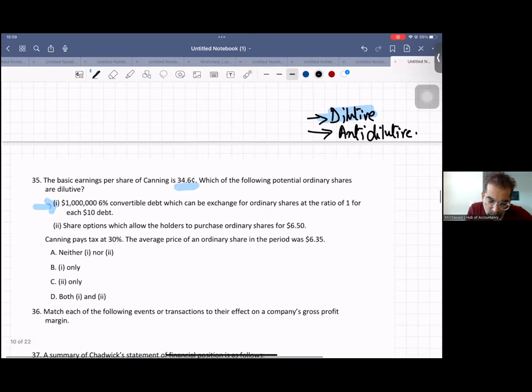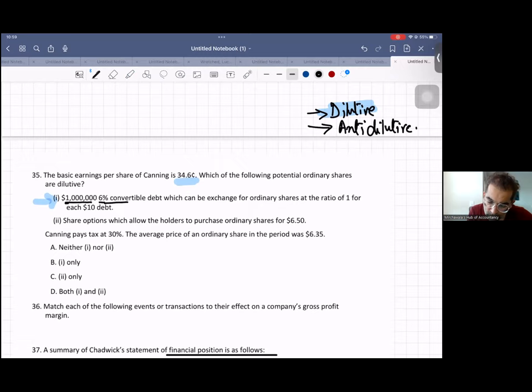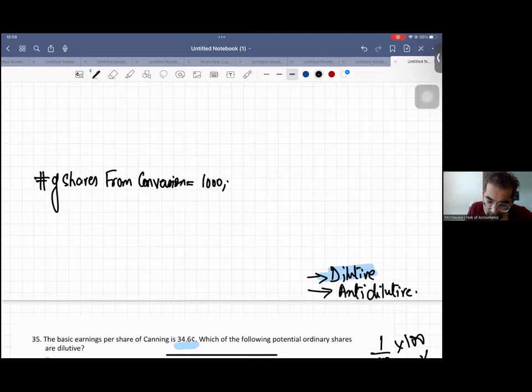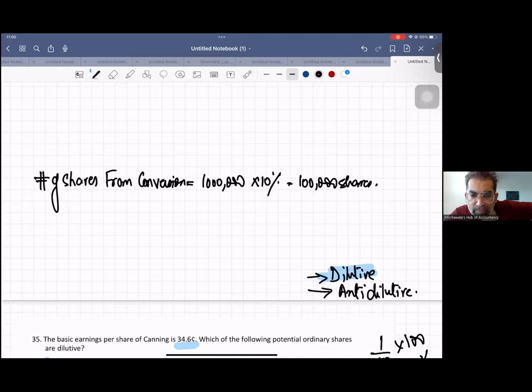Listen. This is 1 million loan notes at 6%, which is the interest rate. The ratio is one share can be exchanged for $10 of debt. For every $10 of loan note, one share will be given. 1 is how much percent of 10? It's 10%. So conversion terms are 10%. The loan note is 1 million, multiplied by 10%, gives 100,000 shares. These will be the new incremental shares because of this transaction. The loan notes will be converted into 100,000 shares.